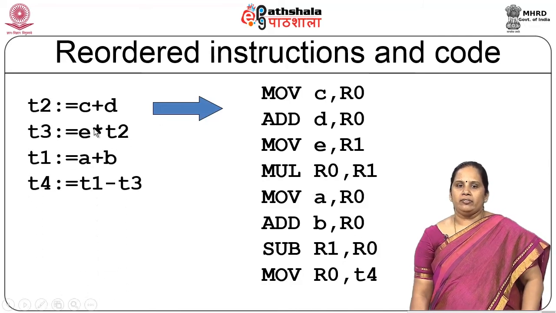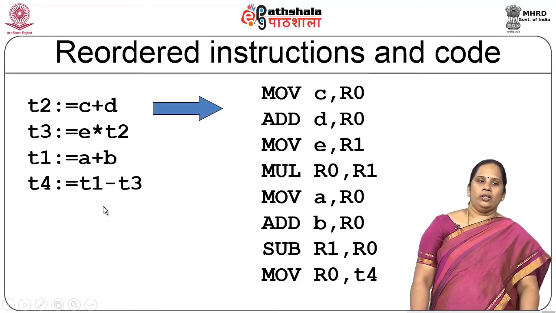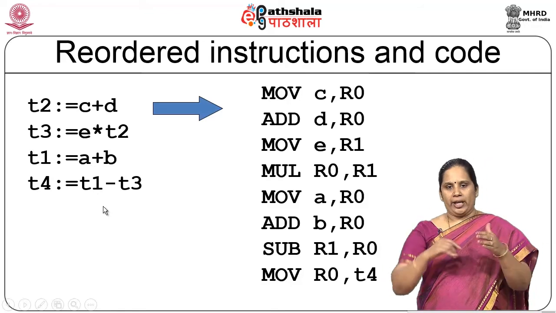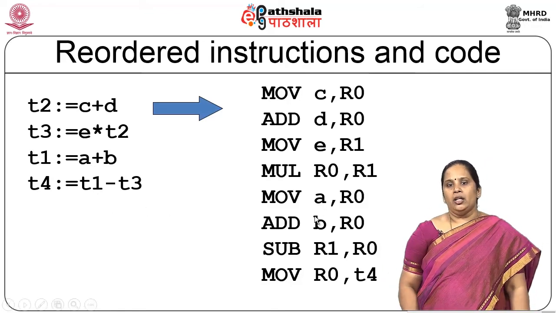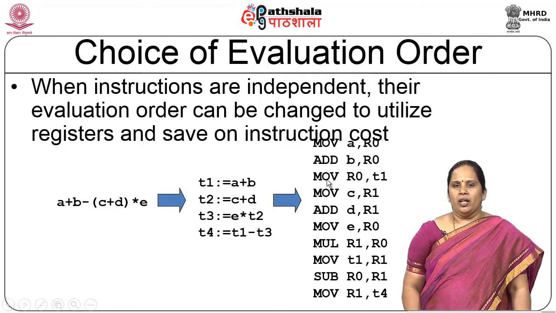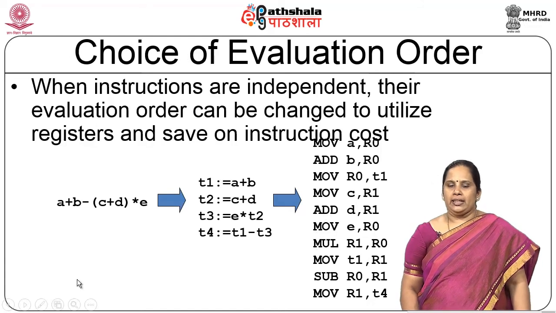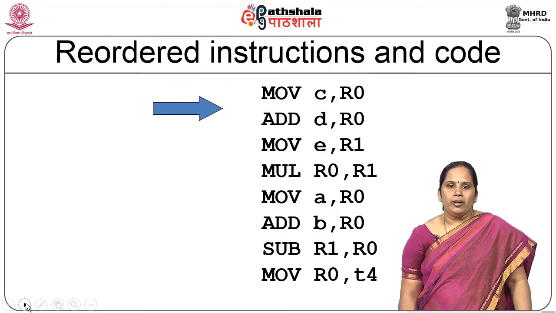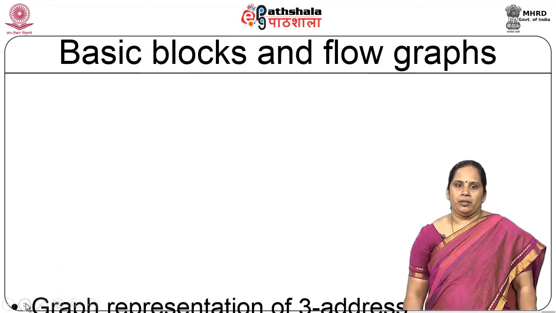So, C plus D is done first, and then I have E into T2, then I have A plus B, then I have T1 minus T3. So, this is what we are doing here, where I could change the order to reduce the number of instructions. So, this now has 3 plus 2, 5 plus 3, 8 instructions, whereas the previous one had 3 and 6, 10 instructions. I have reduced 2 instructions basically. So, this is also possible with respect to code generation.